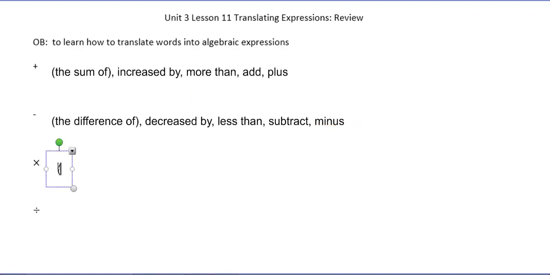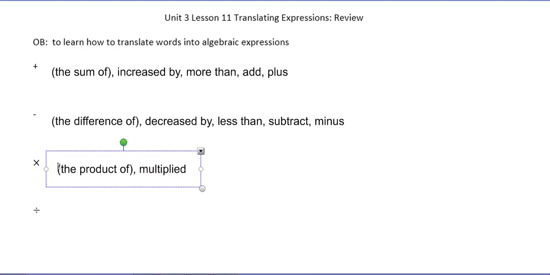The next one we have the product of, any form of the word multiply, like multiplied by. Here's a big one that a lot of people forget: of. Of course, times, although we really don't say that. That's a good enough list for right now.